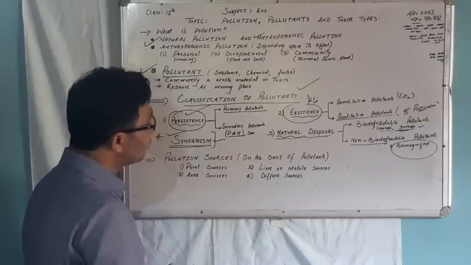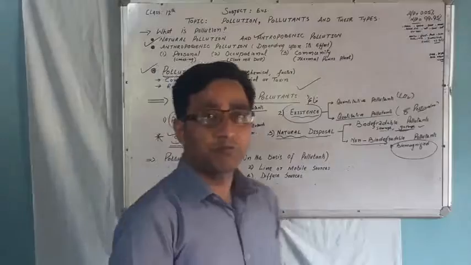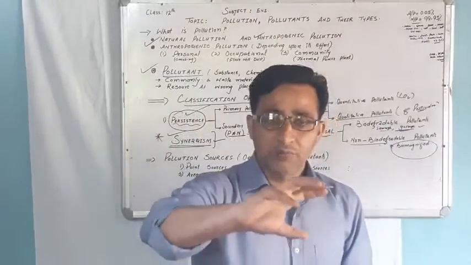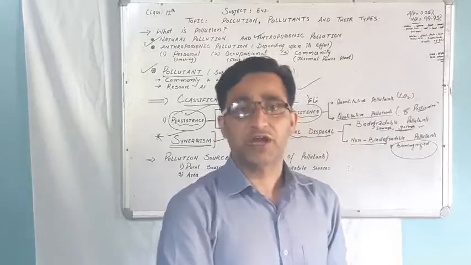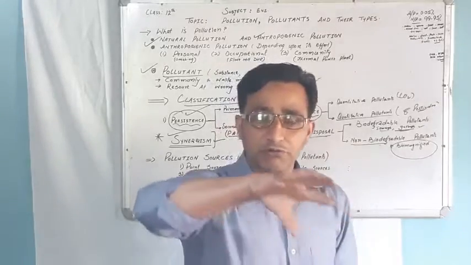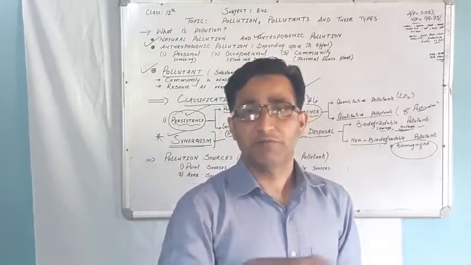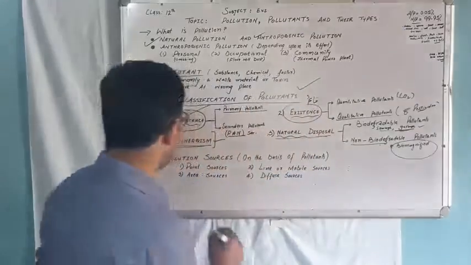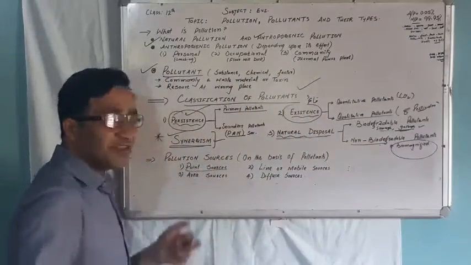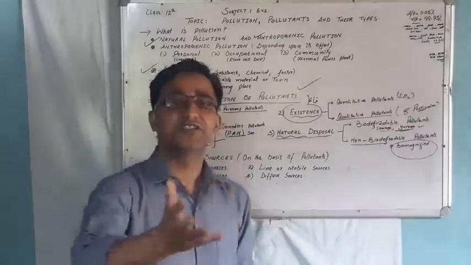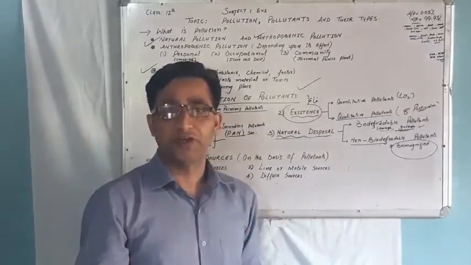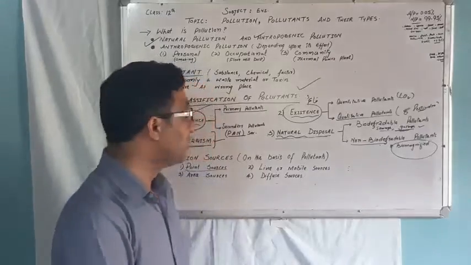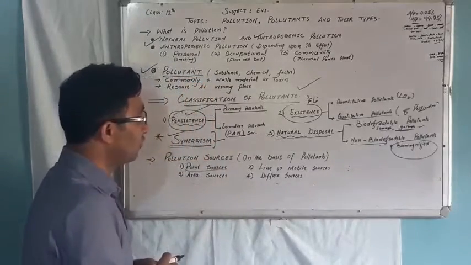Now, these pollution sources, on the basis of the pollutants which are added to the environment, can be of the following types. One type is point sources. Here specific points are releasing the pollutants into the environment. For example, the chimney of an industry can be considered as a specific source.